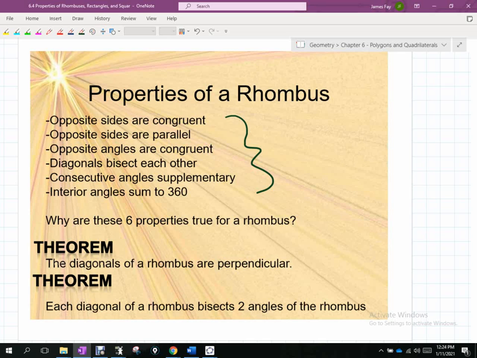Okay. But we do have some other things that are true for rhombus. One of them is that the diagonals of a rhombus are perpendicular. The diagonals of a rhombus are perpendicular. And the other theorem is that each diagonal of a rhombus bisects two angles of the rhombus.